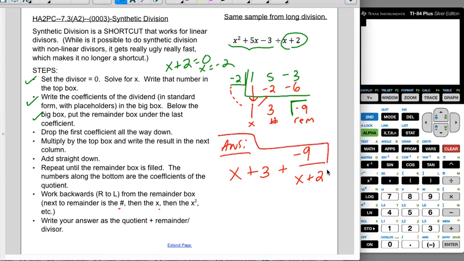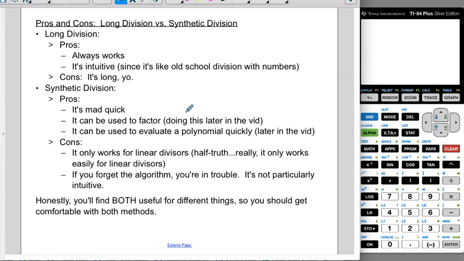So if you were to go back and look at our example from long division, this is the same example that we did with long division in a previous video. And it came out the same way, but this is how we do synthetic division. Okay, so let's go ahead and walk through some pros and cons of synthetic versus long division, and then keep doing some example problems. So pros to long division: it always works.